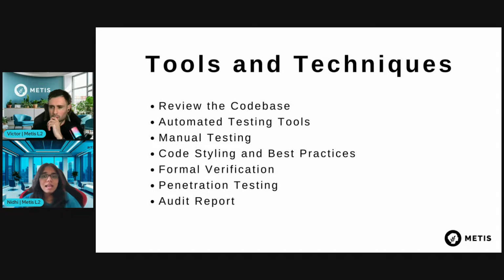Okay, so tools and techniques. Whenever we have a smart contract and we want to audit it, what do we do, how do we do it, and what kind of tools do we use? First, we start by thoroughly reviewing the smart contract's code to understand its logic and functionality, meaning which function performs which functionality. Basically we review the code base. And then there are automated testing tools like Slither and Mythril to detect common vulnerabilities.